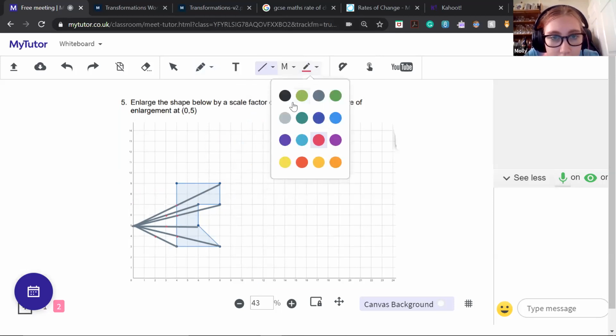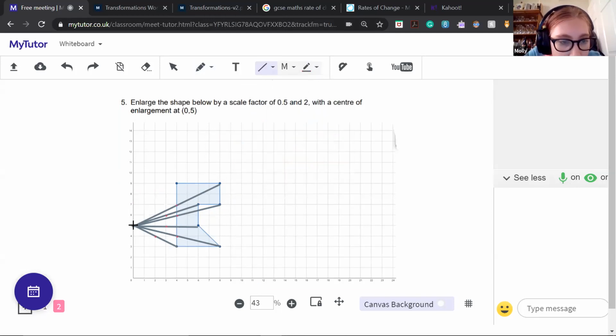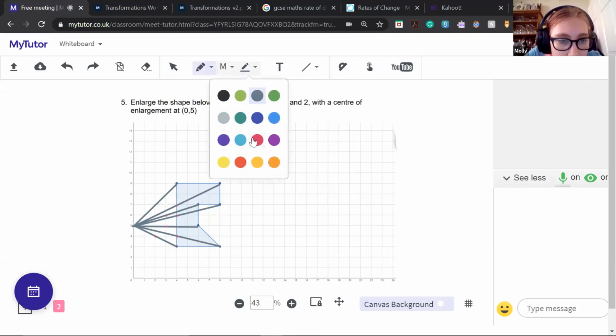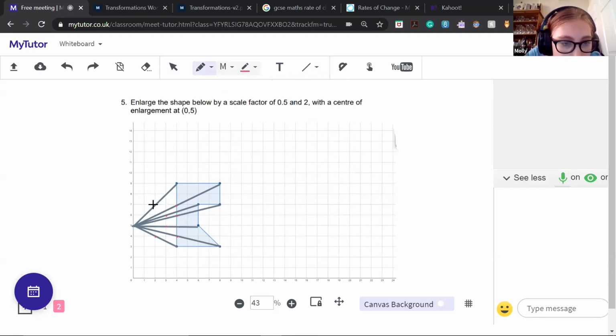And finally, this one goes to here. So you see how we've got all of these pink dots? They might not be the clearest. Sorry about that.